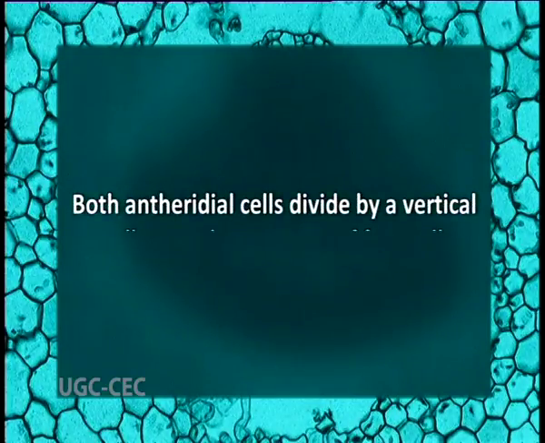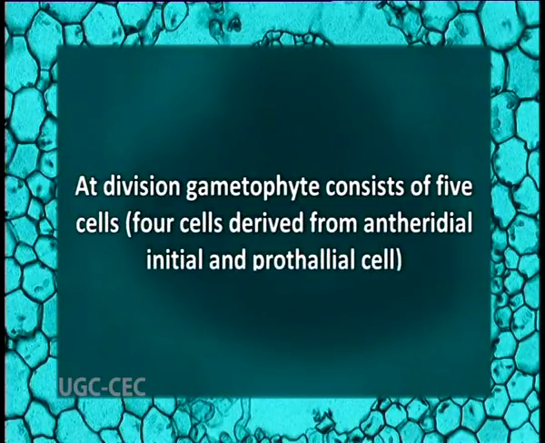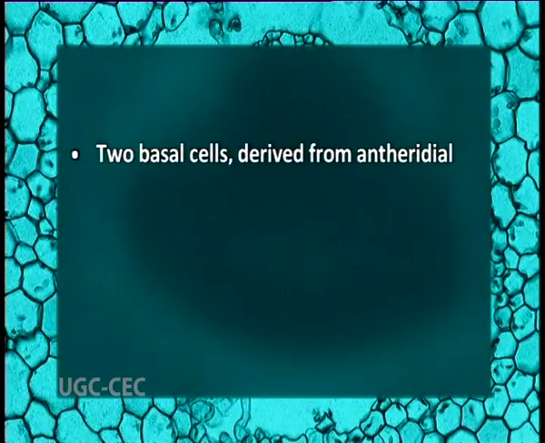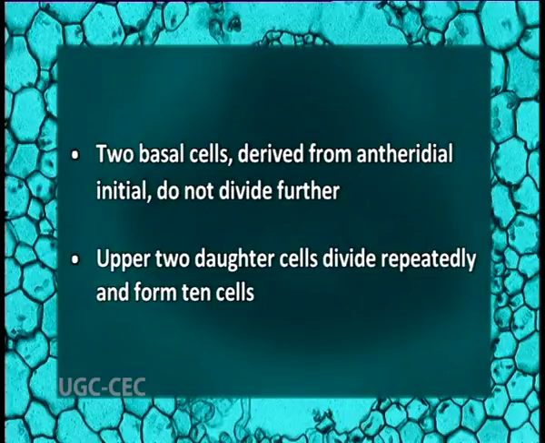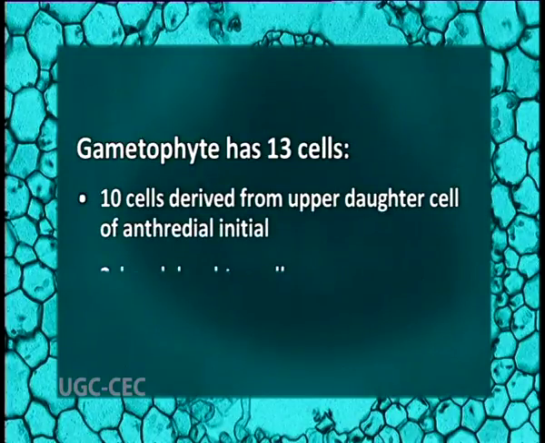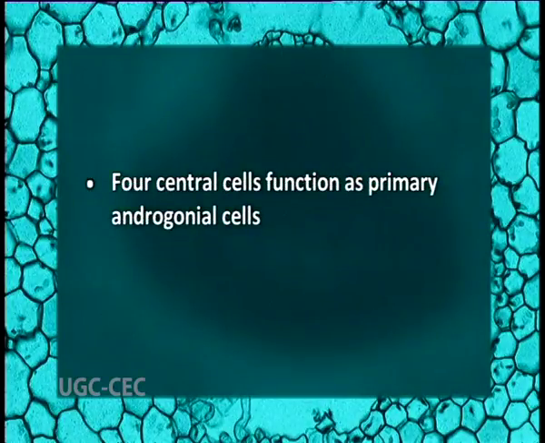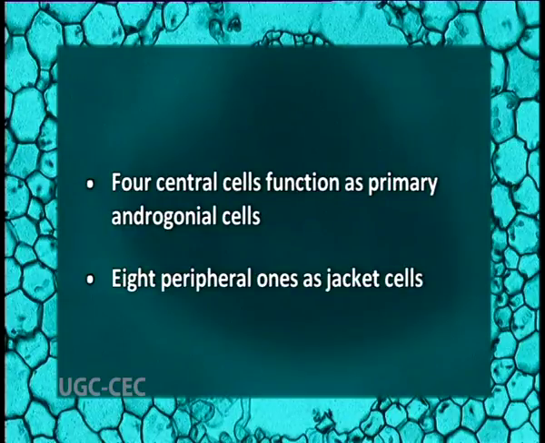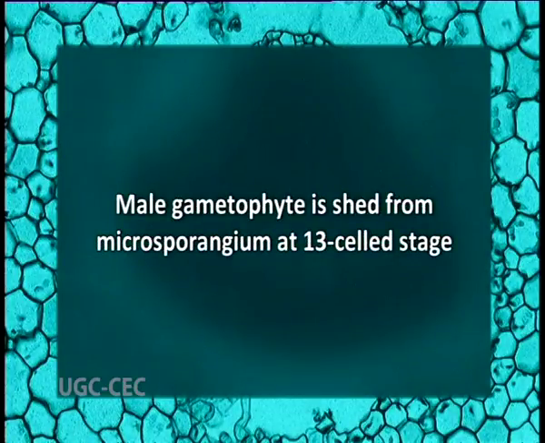Both these cells divide by a vertical wall to produce a group of 4 cells. Thus, at this stage, the gametophyte consists of 5 cells, that is, 4 cells derived from the antheridial initial and a prothallial cell. The 2 basal cells derived from the antheridial initial do not divide further, whereas the upper 2 daughter cells divide repeatedly and form 10 cells. At this stage, the gametophyte has 13 cells, that is, 10 cells derived from the upper daughter cells of the antheridial initial, 2 basal daughter cells and 1 prothallial cell. Of these, 4 central cells function as primary androgonial cells and 8 peripheral ones as jacket cells. That is, male gametophyte is shed from the microsporangium at 13-celled stage.